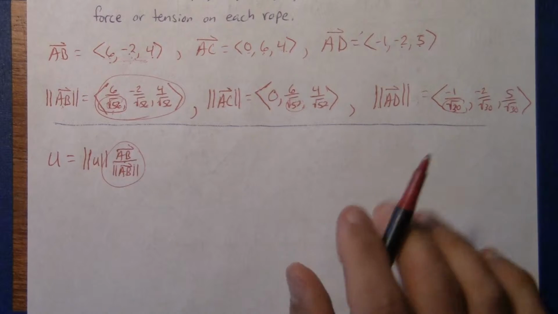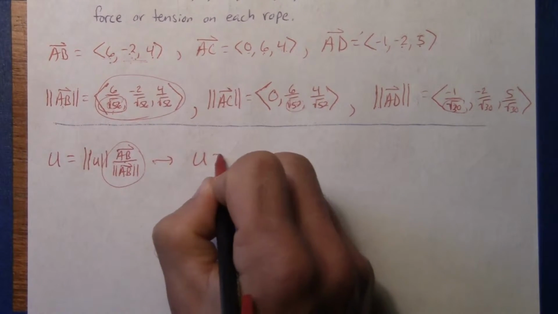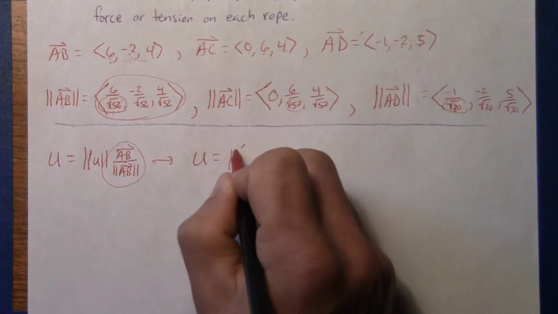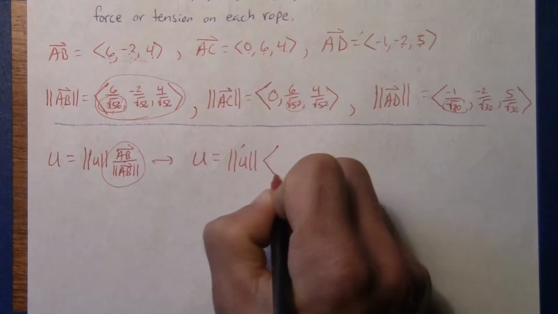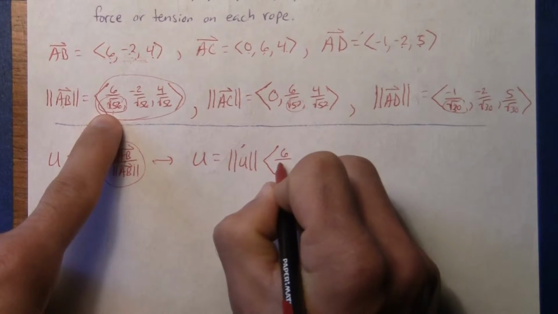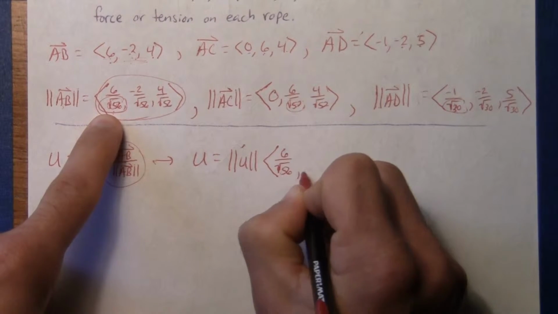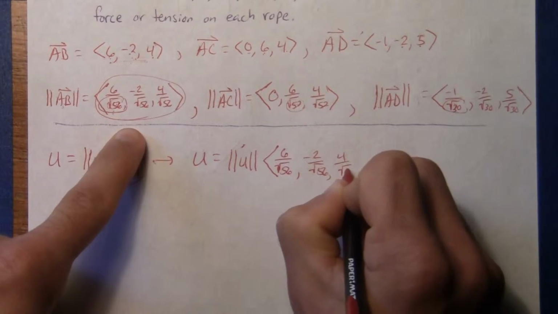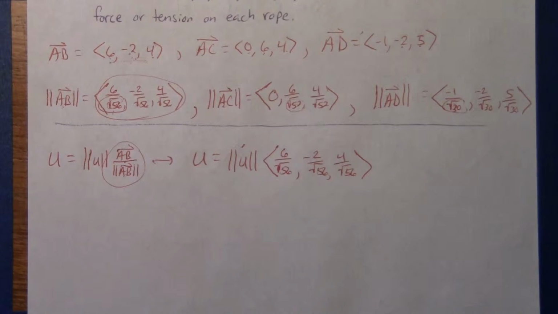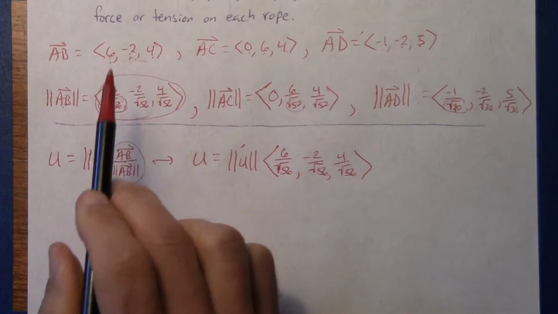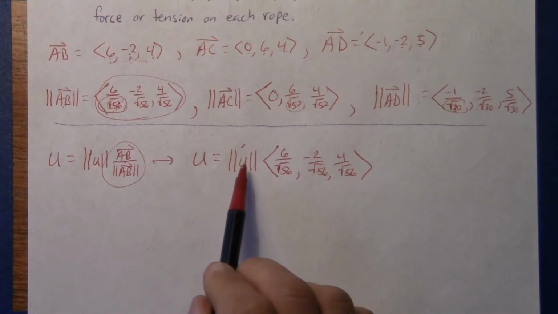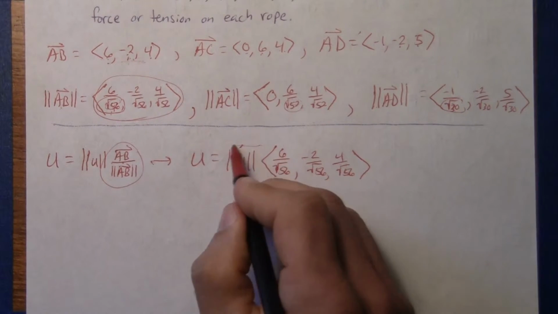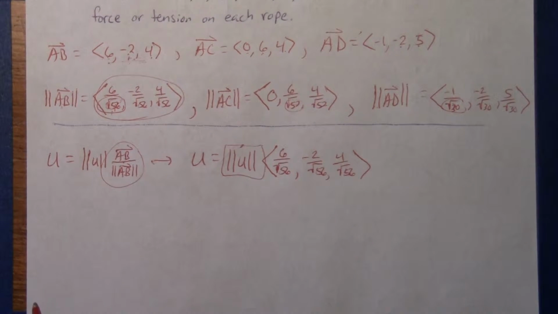So my vector u is going to equal the magnitude of u times the vector 6 over square root of 56, comma -2 over square root of 56, comma 4 over square root of 56. However you want to think of it to help you remember this, basically you need to find the vector, divide it by the magnitude, and then multiply by the magnitude of u, which represents the force or the tension on the rope, so that's what I actually have to try to find later on.